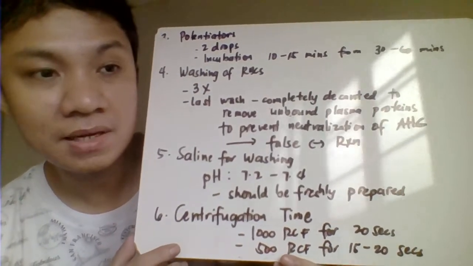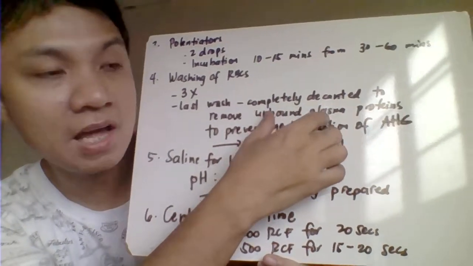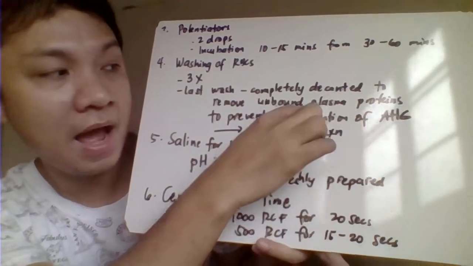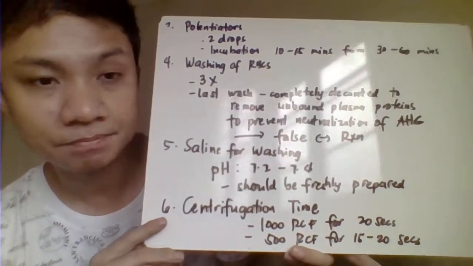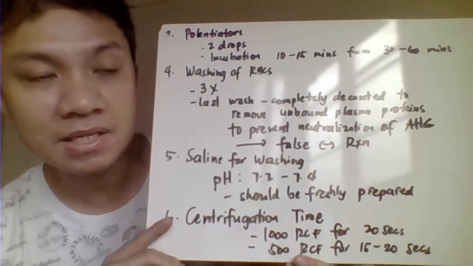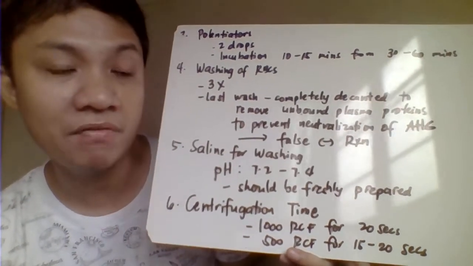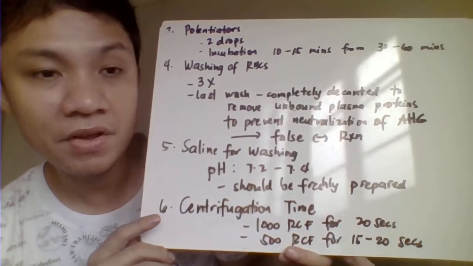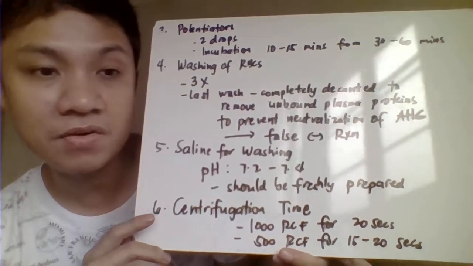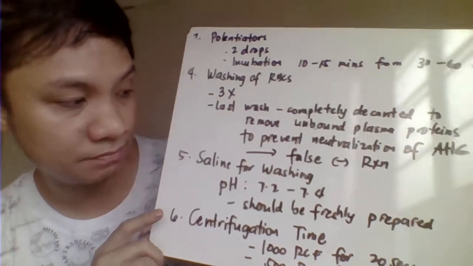Because pag madami kang saline solution ang naiwan, it could neutralize your anti-human globulin. Kailangan ma-remove dito ang unbound na plasma proteins. If you add your anti-human globulin, it could react on your unbound na plasma proteins. Pag sinabing unbound na plasma proteins, ito yung mga IgG antibodies natin na hindi sila nakabind sa RBC natin. They are free or unbound found in the plasma. And if you add anti-human globulin, it could neutralize the effectivity of your anti-human globulin, and that results in a false negative reaction.